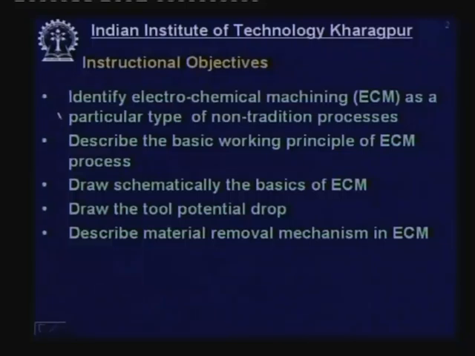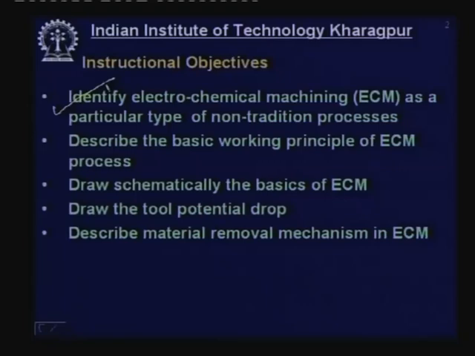Before starting the actual lecture, let us go into the instructional objectives. Instructional objectives, as you know by now, are the points or topics that you are going to learn once you go through this lecture. Once you go through the lecture, you will be able to identify electrochemical machining, in short known as ECM, as a particular type of non-traditional process.